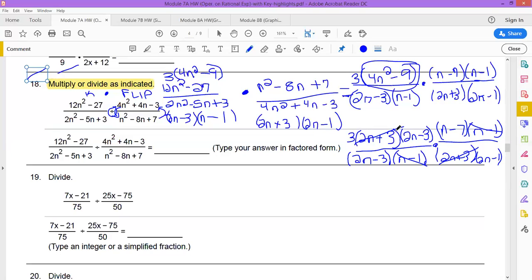And 2n minus 3 in our numerator on the left side can cancel out with 2n minus 3 in the denominator on the left. And that's about it. So let's write our answer with the terms that are left.